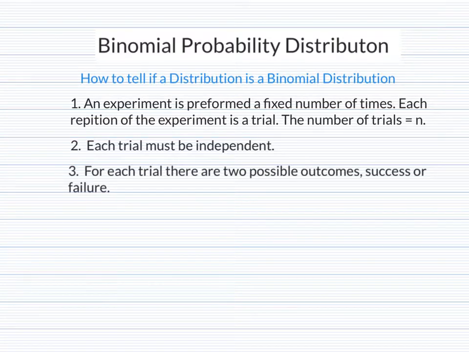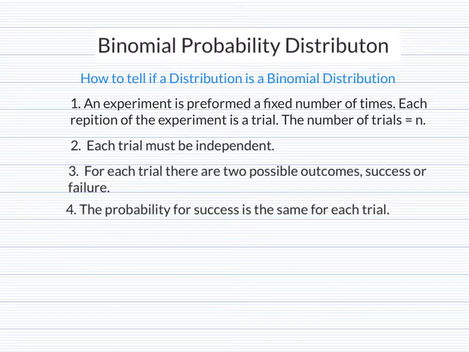The third thing for something to be a binomial probability distribution is that for each trial that you do, there are two possible outcomes, success or failure. And success or failure can mean a couple of different things. If you're asking somebody a question, it needs to be a yes or no. Yes could be success, and saying no to the question could be failure. If you're rolling a dice and you're trying to roll a 6, rolling a 6 could be success, and rolling anything other than a 6 could be a failure. So there's lots of different ways to look at that.